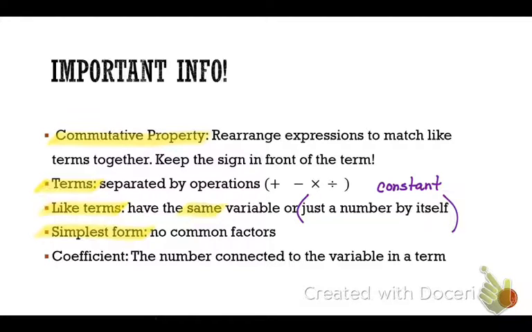Okay, then we have a coefficient. That is the number connected to a variable in a term. If there's no variable, there's no coefficient. For example, 3x. Okay, the 3 is the coefficient. It's the number that's connected to a variable in a term, okay? That's a coefficient. All right.